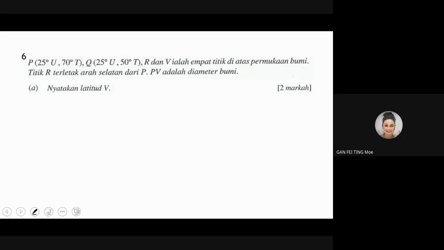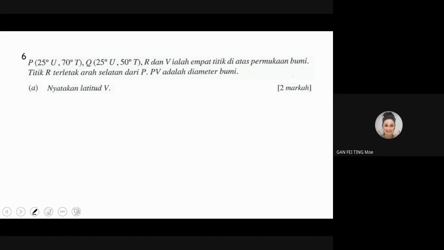Anyhow, the P, Q, and R are the same. Okay, the points P, Q, V, and R are the 4 points on the surface of the Earth. R terletak ke arah selatan of P. R is located to the south of P. Means P is on top, R is at the bottom. PV is the diameter bumi. Okay, PV adalah diameter bumi, is the diameter of the Earth. They want you to nyatakan latitude of V.